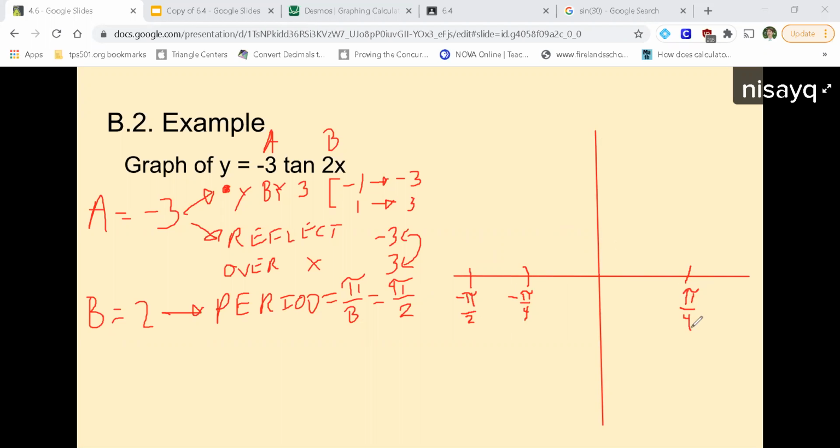And a good way to double check is you should note that the length from your cycle should match up. From negative pi over 4 to pi over 4 is a length of pi over 2. Its halfway point is the y-axis. Its quarter point would be negative pi over 8. And its 3/4 point would be pi over 8.